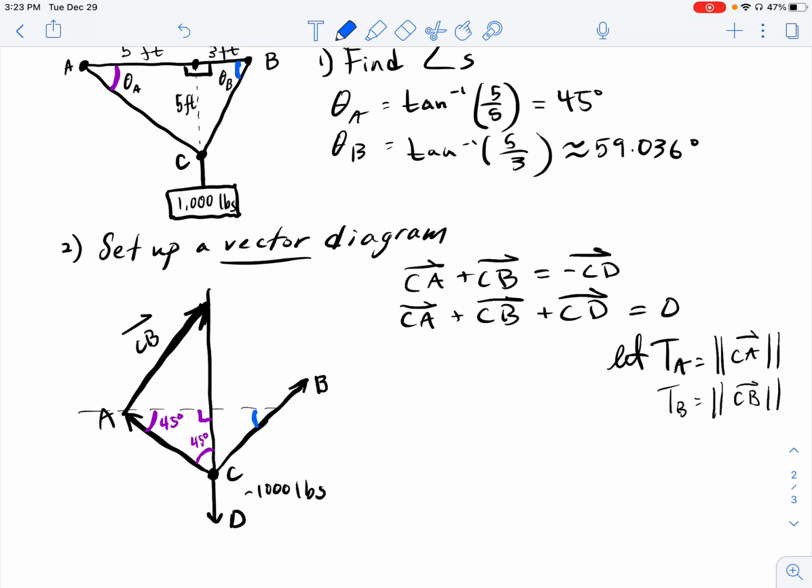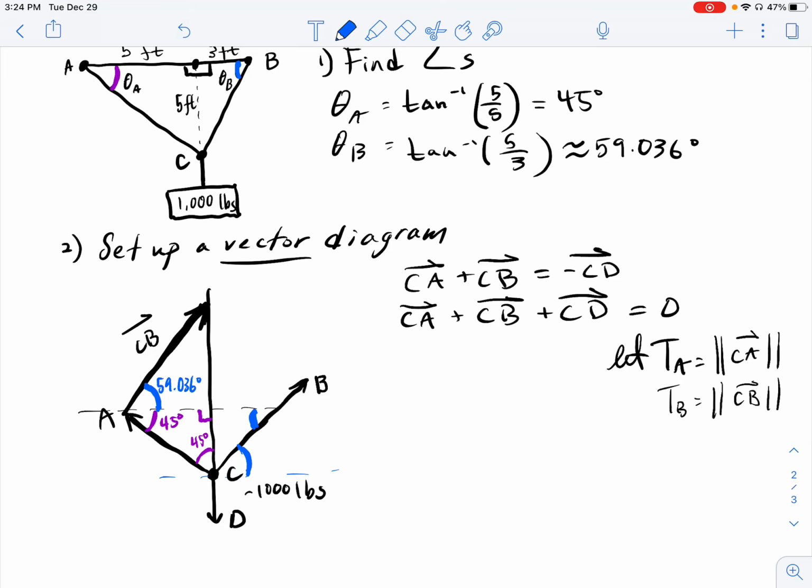Well, that is going to be an alternate interior angle with this angle here. So we see that those angles are congruent. And by transposing that vector over up here, that means this angle here is going to be 59.036 degrees. Remember, this angle here and this angle here are congruent. This angle here and this angle here are congruent. So we're able to draw that.